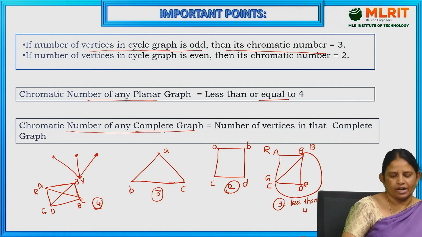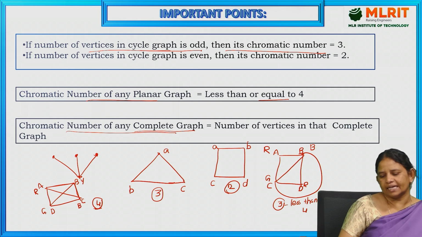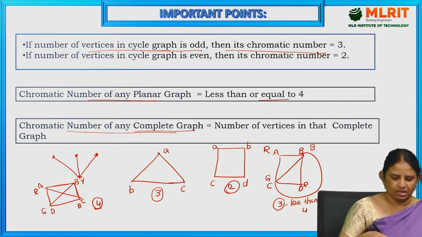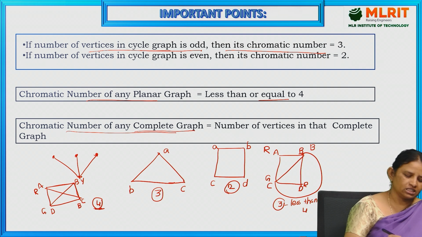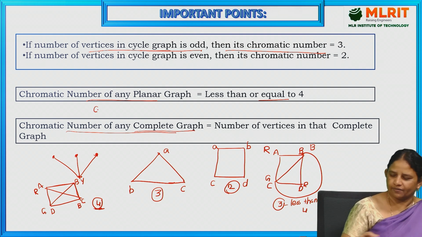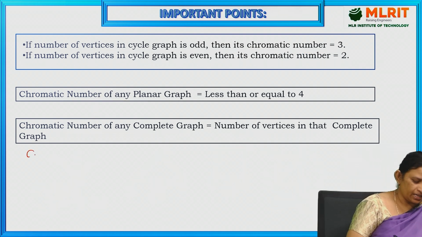So the chromatic number for any complete graph is the number of vertices in that graph. The number of vertices is 4, so the chromatic number is also 4 for the complete graph. Another important point is the complete bipartite graph.